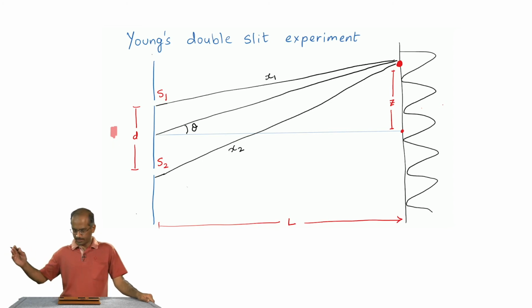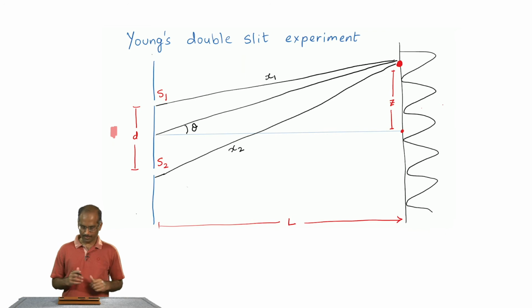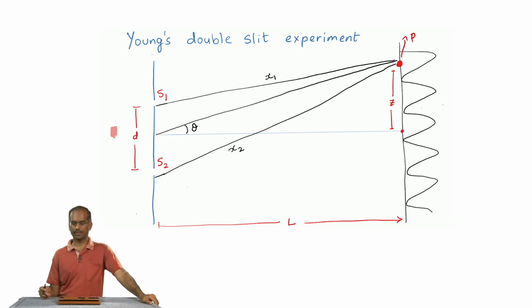And at the far end on the right side, I have this screen, and the light beam coming from S1 and S2 would of course make its contribution at any arbitrary point on this screen. Suppose I choose a point P here, which is indicated by this red dot. The question is, what would I see there? Would it be a bright fringe or a dark fringe?